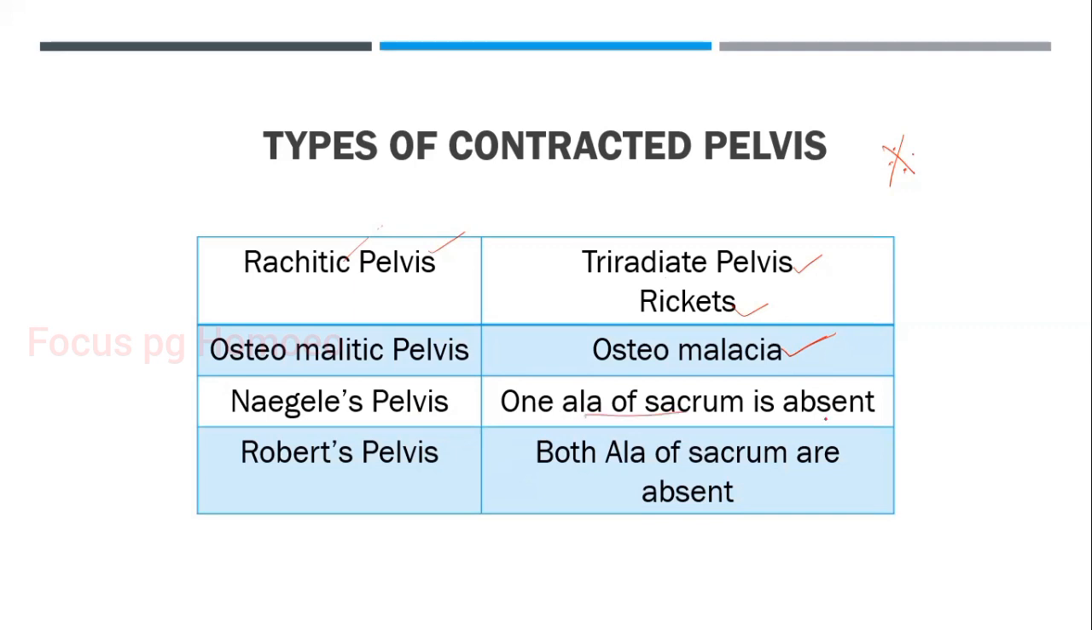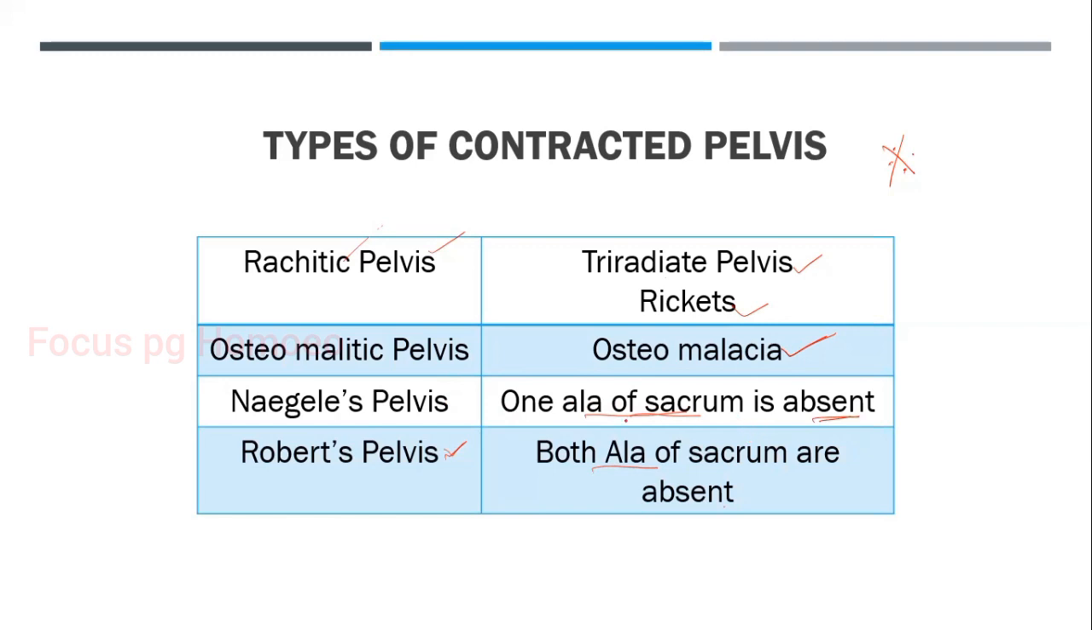What is Naegele's pelvis? One ala of the sacrum is absent. That is Naegele's pelvis. And if both the ala of the sacrum are absent, then it is called Robert's pelvis. So in rickets and osteomalacia, whatever changes you see in the bones of a rachitic child or osteomalacic individual are applied to the pelvis. Whereas Naegele's and Robert's have to do with the ala of the sacrum. If one ala of the sacrum is absent, it is Naegele's, and if both the ala are absent, it is Robert's.